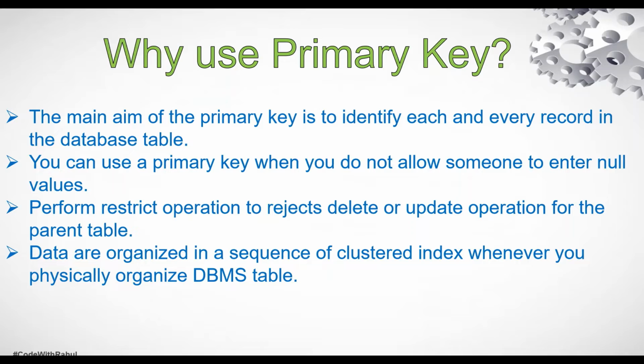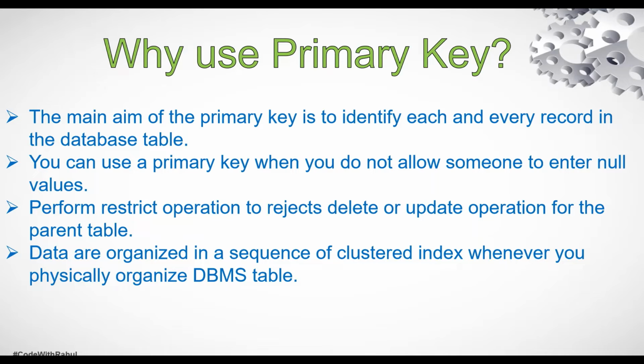Now, why should we use a primary key? The main aim of the primary key is to identify each and every record in the database table. You can use a primary key when you don't want to allow someone to enter null values. This is very important. When you go for a unique key constraint, the user can enter null values. We have already discussed this in my previous video.